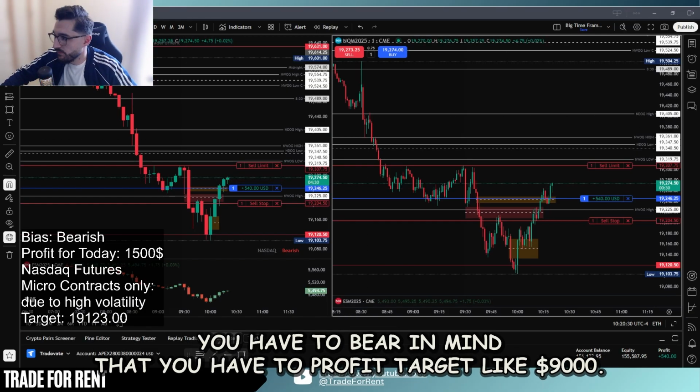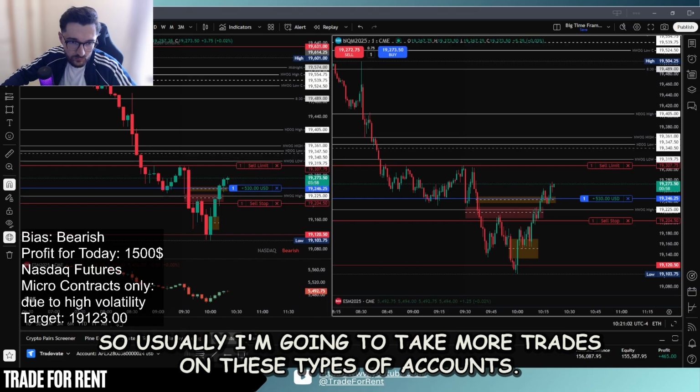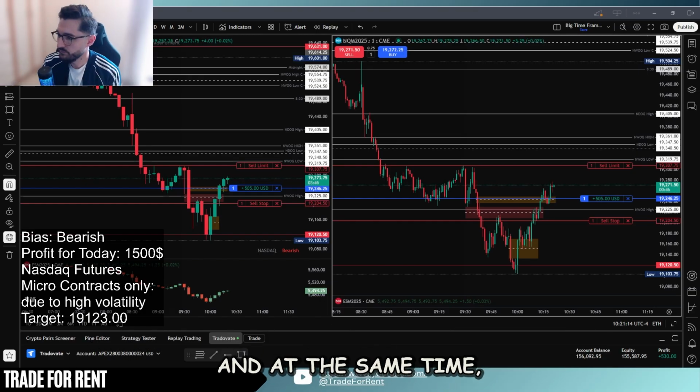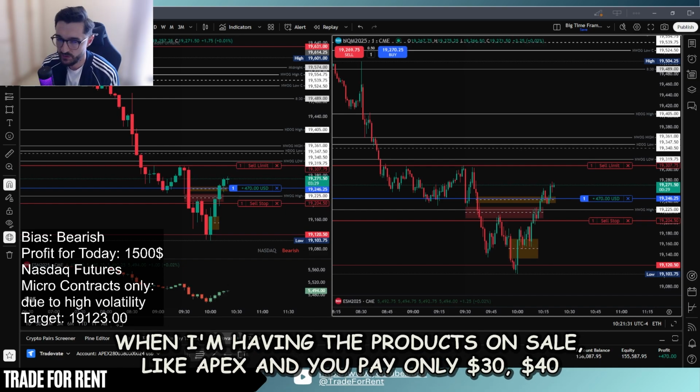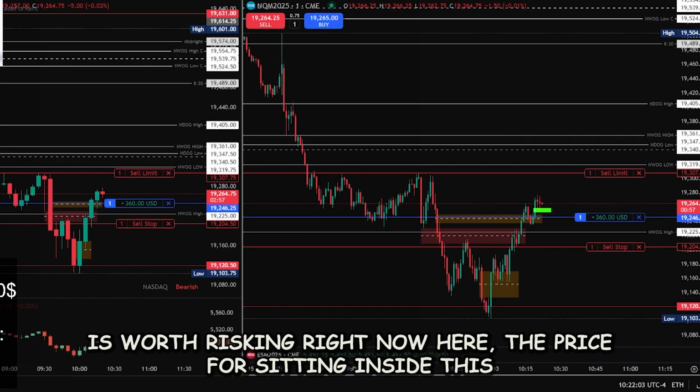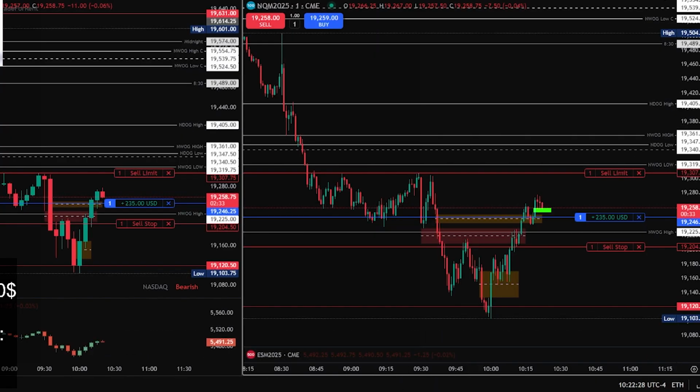You have to bear in mind that you have to profit target like 9,000. So usually I'm going to take more trades on these types of accounts. And at the same time, when you're having products on sale like Apex and you pay only $30, $40, it's worth risking. Right now, here the price was hitting inside this fair value gap in form of a BC.